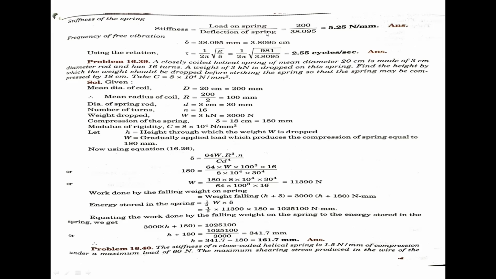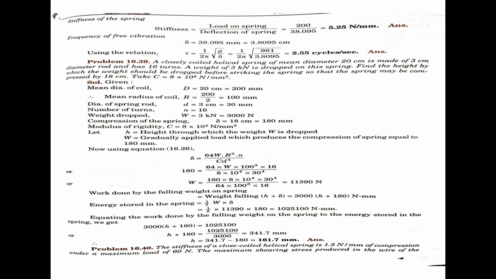Okay, now I have to explain another example problem, on a closed coil helical spring. Example problem 16.39. Now read the problem. A closed coil helical spring of mean diameter, capital D, is given as 20 centimeters. It is made of 3 centimeter diameter rod, small d equal to 3 centimeters, and has 60 turns, that is n equal to 60.